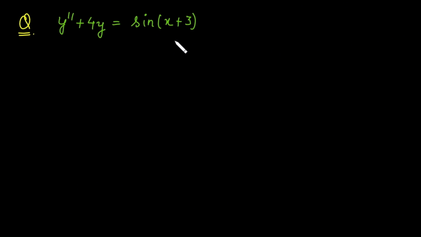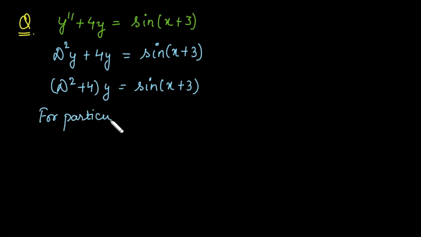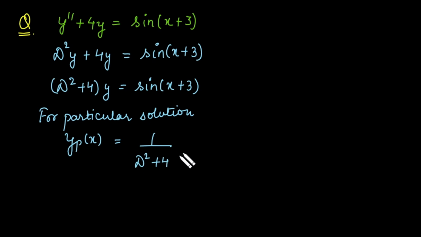In this case, first we will write its operator form. It is a second order derivative, so we will write D square y plus 4y is equal to sin x plus 3. Now take the coefficient of y, that is D square plus 4 into y is equal to sin x plus 3. For the particular solution, y_p is equal to 1 upon D square plus 4 into sin x plus 3.